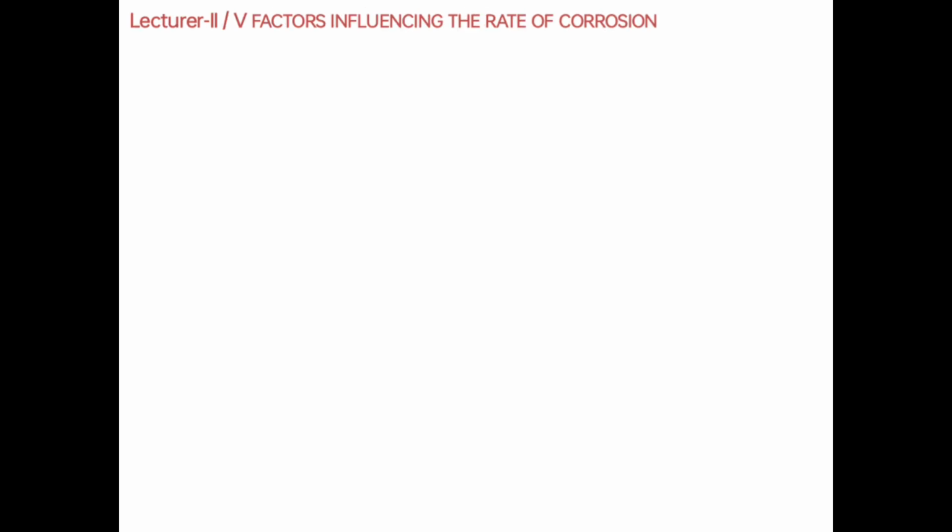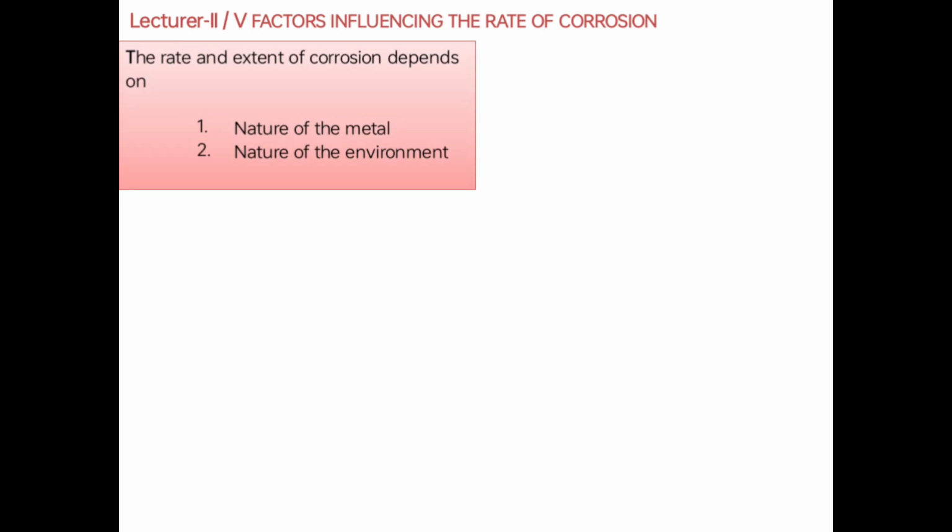Factors influencing the rate of corrosion. The rate and extent of corrosion depends on the nature of the metal and the nature of the environment.